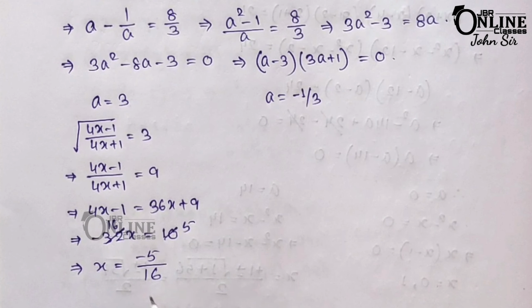Now for the other case, a equals minus 1 by 3, which is not possible because the left hand side is a non-negative real number or a complex number, while the right hand side is a negative number. So that means here you have only one solution, that is minus 5 by 16.